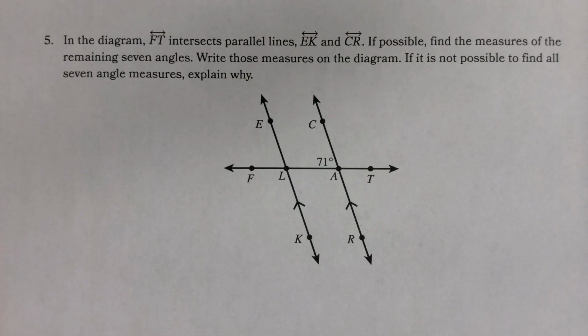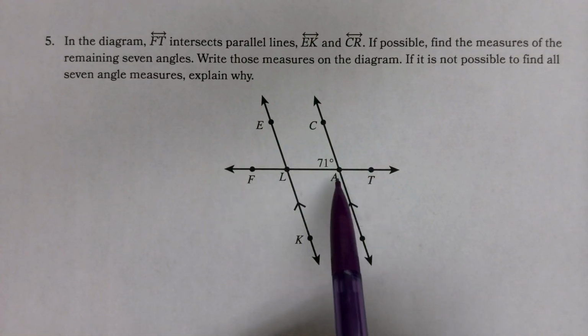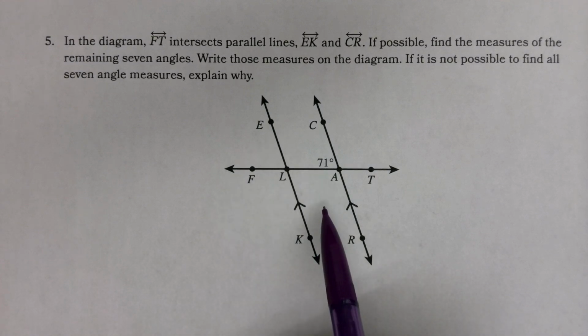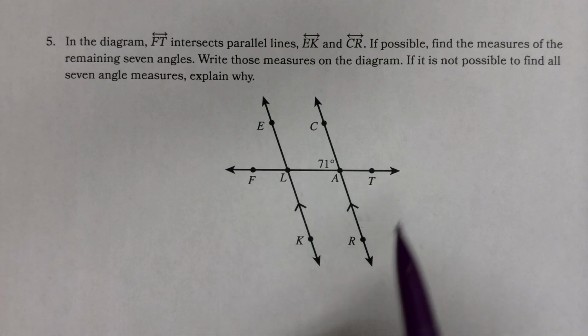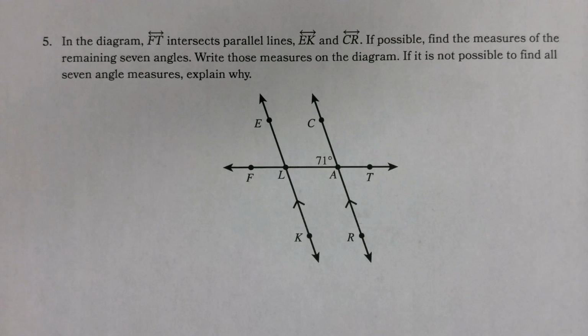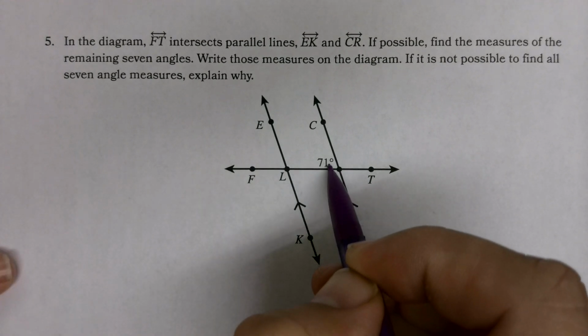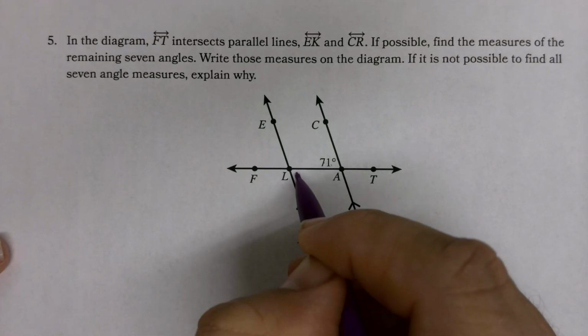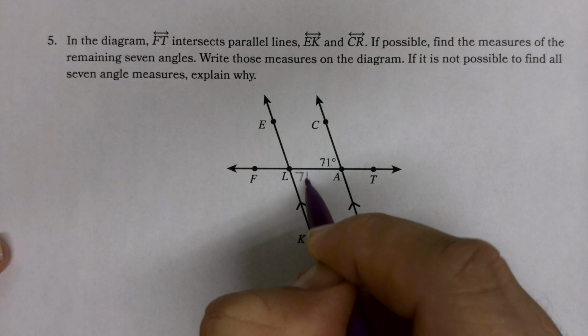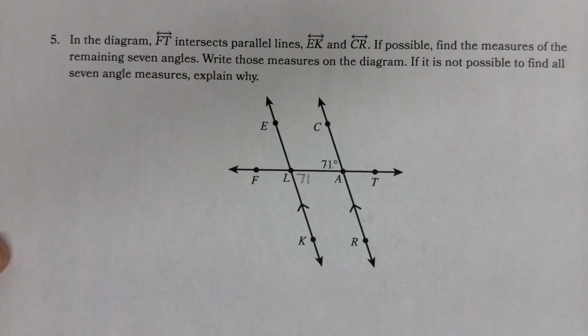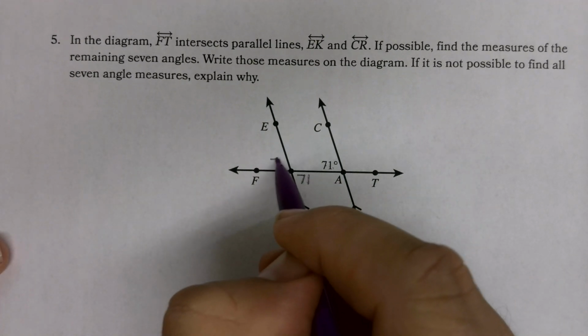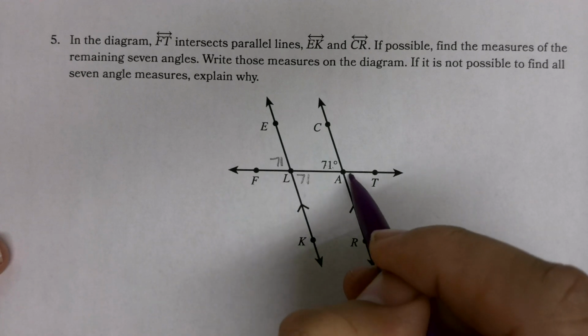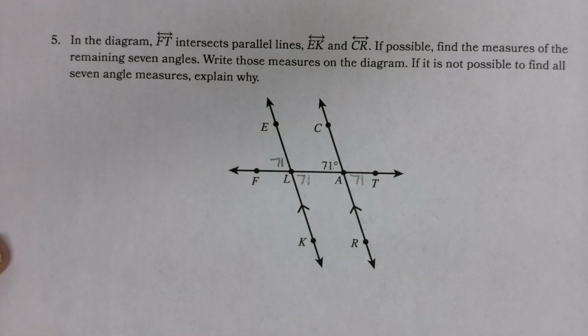Number 5, okay, we have an intersection of two parallel lines, and we're going to find the remaining 7 angles. It tells me this one is 71. Well, I know that alternate interior angles mean this is also 71. I know that corresponding angles make this 71, and vertical angles mean this is 71.